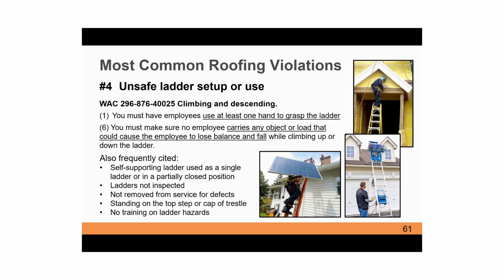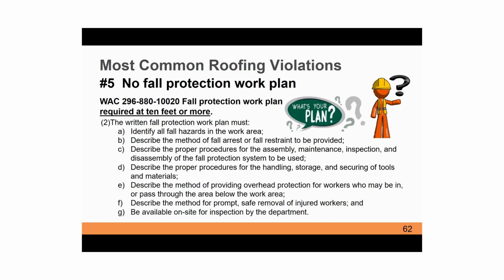And not training on ladder hazards. If your employees are using ladders, that's something that you include in your initial training, and you can include that in your accident prevention program. Number 5 is no fall protection work plan. So anytime there's work happening over 10 feet, you've got to have a written fall protection work plan in place unless they're fully protected by a guardrail system.